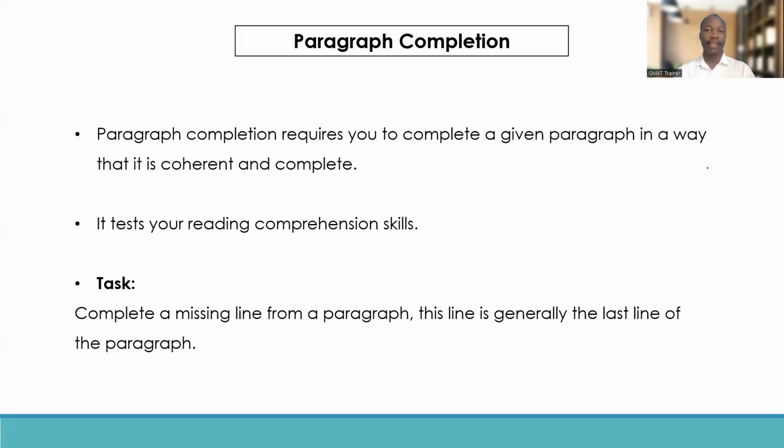So the task in paragraph completion question types is usually to complete a missing line from a paragraph. That is, the line that usually appears as the last line of that paragraph. You're more or less required to read through that paragraph and figure out which sentence would appear as the last section of that paragraph, right? So basically that is what paragraph completion question types require you to do.